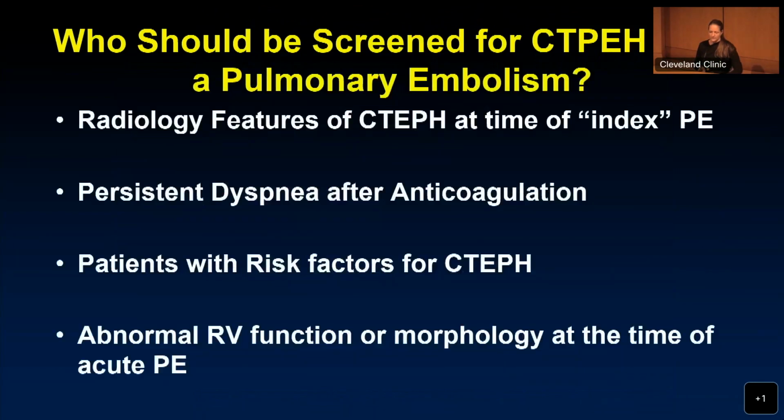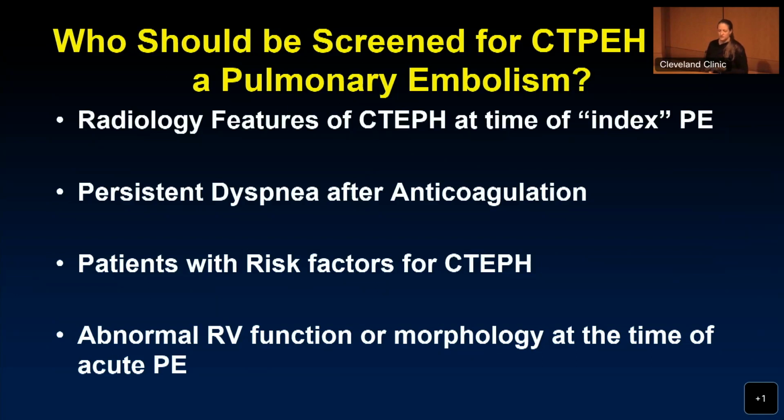So from a 10,000-foot view, what I would advise in terms of who should actually be screened for CTEPH after a pulmonary embolism, and again, we could talk about this for an hour, is this: if a patient has radiologic features of CTEPH at the time of their index PE, which really requires a very experienced, sophisticated radiology department to pick up on some of these changes a lot of the time, but if those are present, which we'll go through later in the talk, they should be referred right away to one of us. We shouldn't wait for 3 to 6 months of anticoagulation.